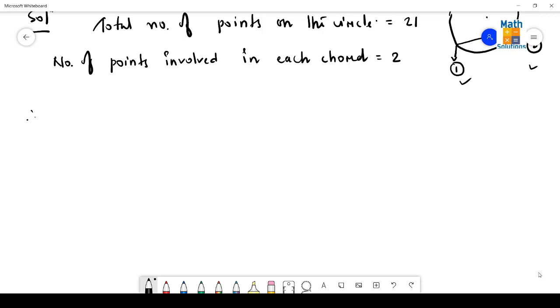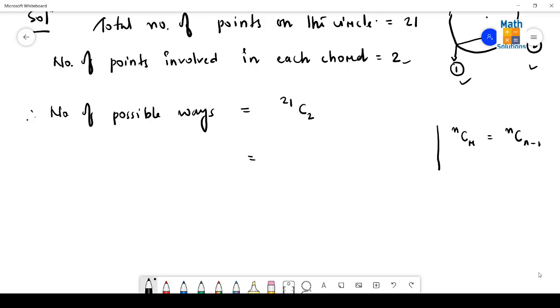Therefore, each time out of 21 points we have to select 2 points for drawing a chord. Therefore, the number of possible ways of drawing a chord will be equal to 21C2. There was a formula, nCr is equal to nC(n minus r). So let's use this formula this time. Let us check what we get.